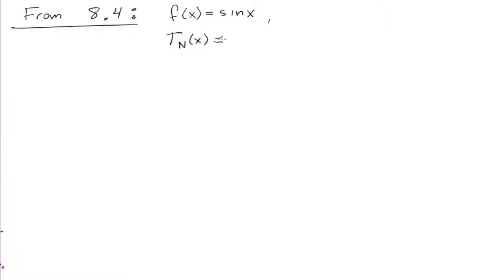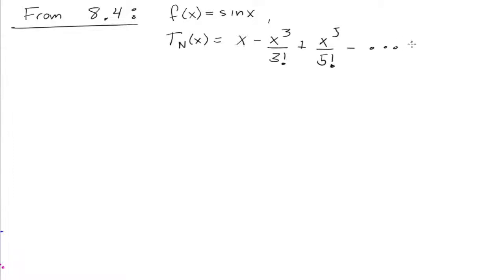So from 8.4, back in the day when we did Taylor polynomials, if we had, for example, sine of x, the Taylor polynomial of sine of x. Do you guys remember what it is? Remember, it was alternating. It was only the odds, and it was alternating. So it started at x, right? Because it's the odds. Cosine starts at 1. So it was x, and then minus x cubed over 3 factorial, plus x to the fifth over 5 factorial, minus, and so on and so forth, right?